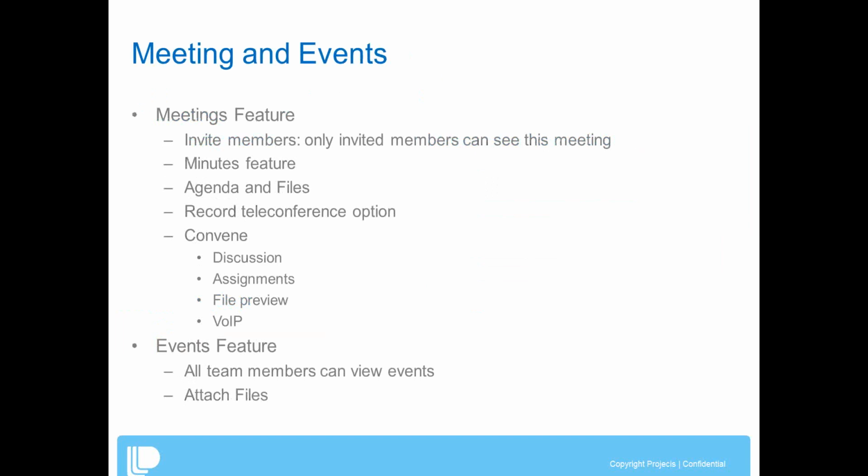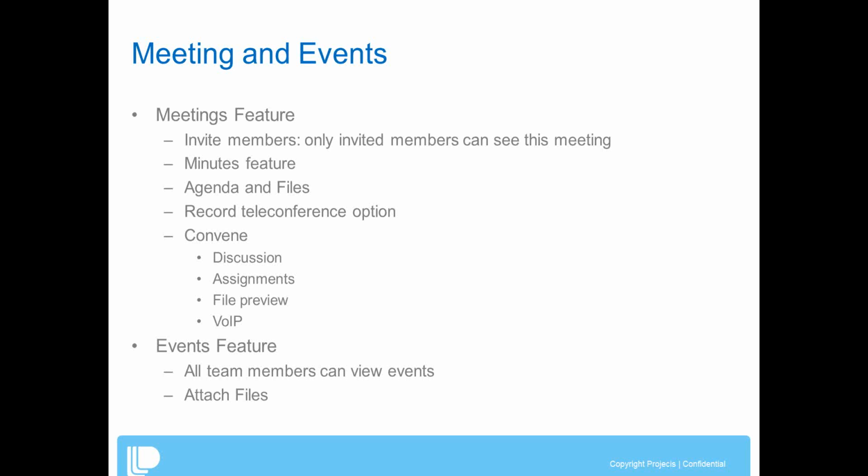So let's go over, first of all, the meetings feature. The meetings feature has a lot of tools within it. For example, you can invite members to particular meetings, and if you do invite members, only invited members can see this meeting. So you might have a project team with 20 people, and if I invite 5 of those people to the meeting, then only those 5 people actually have visibility to that meeting.